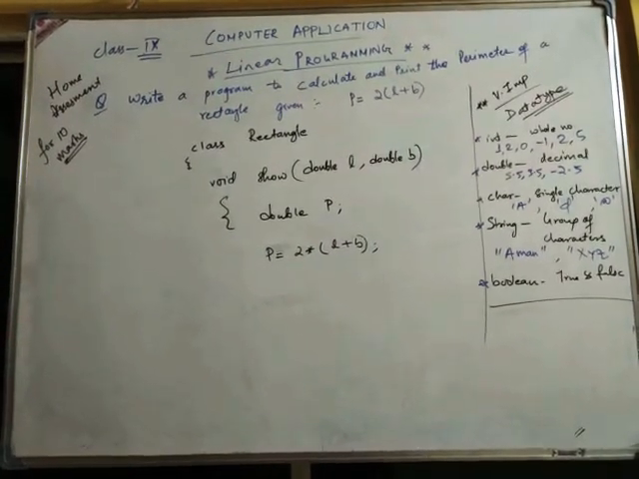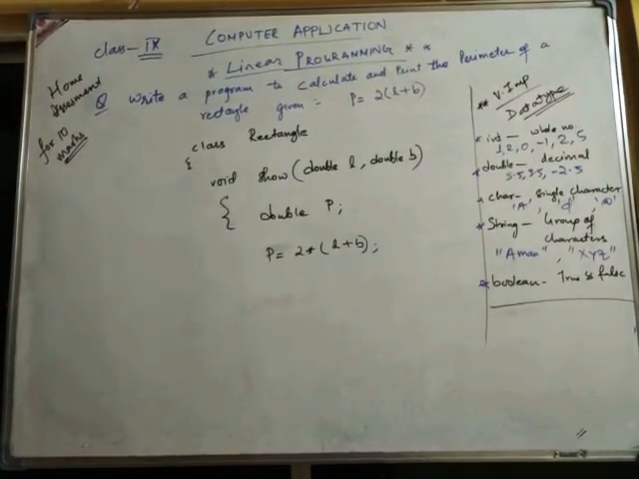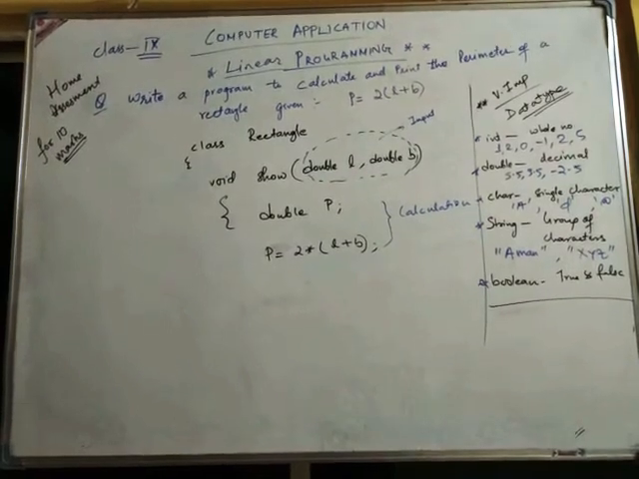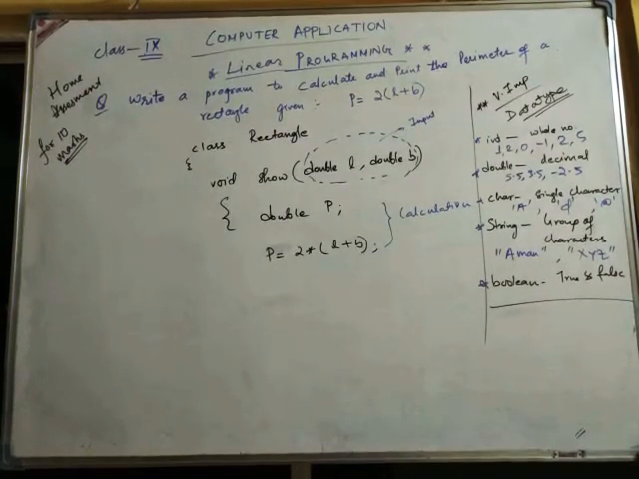Now if my length and breadth will be decimal, already we took double as the input. So the input portion we have understood. Now after that you have to do the calculation. Programs will always be done in 3 steps: input, calculation, display.